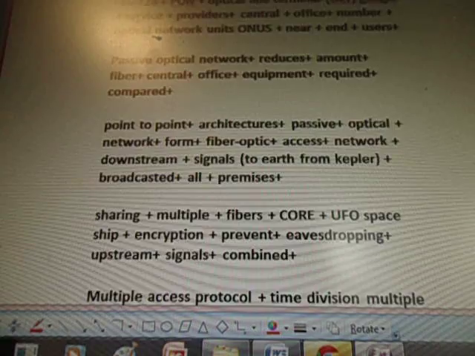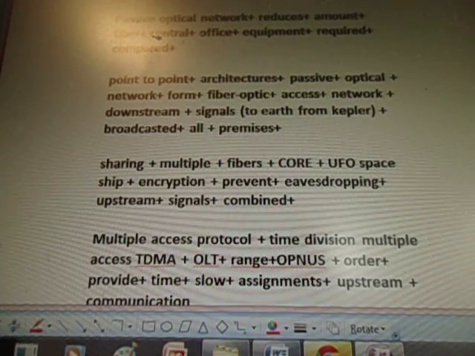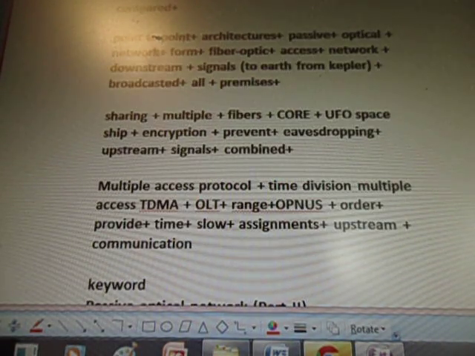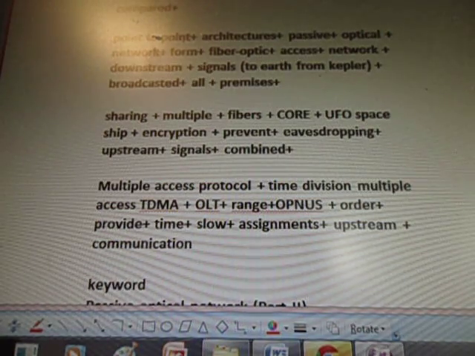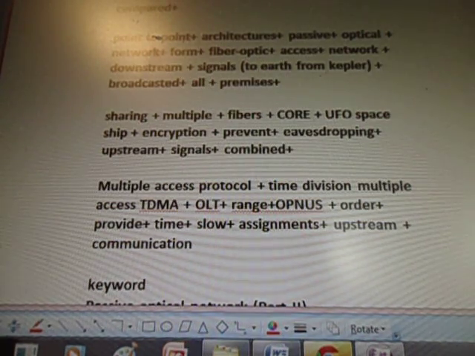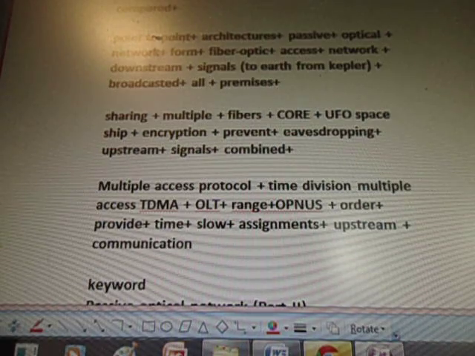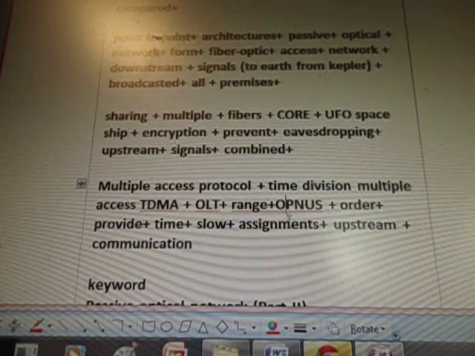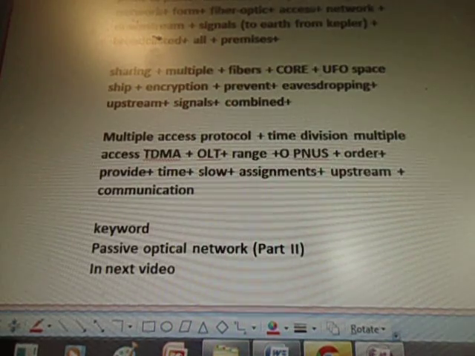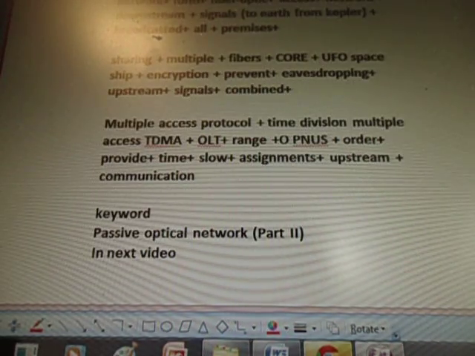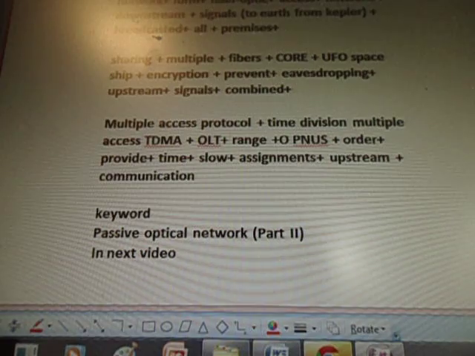Kepler, broadcasted all premises, sharing multiple fibers, core UFO spaceship, encryption, prevent eavesdropping, upstream signals combined. Multiple access protocol, time division, multiple access, TDMA plus OLT plus range plus ONUs plus order plus provide plus time slot assignments, upstream communication. Keyword passive optical network part 2 will be in the next video.